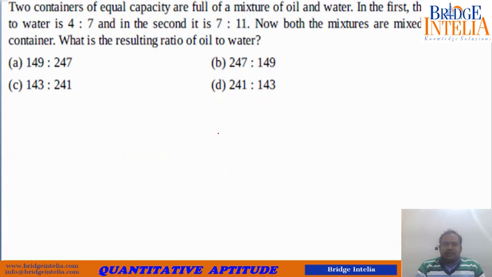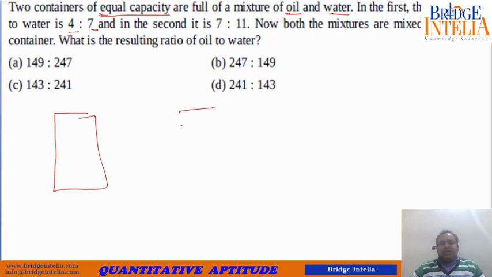Now let's have a look at this one. Two containers of equal capacity. Please mind this word. Two containers of equal capacity, not concentration. So two containers of equal capacity are full of mixture of oil and water. In the first, the ratio of oil to water is 4:7. So you have two containers, both are of equal capacity. Please remember that.